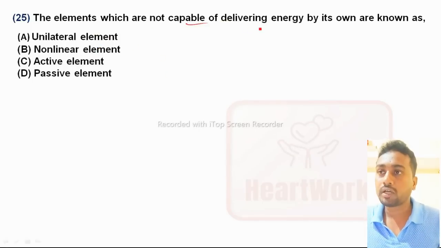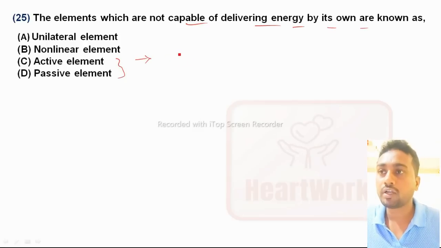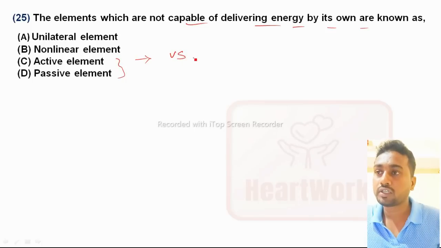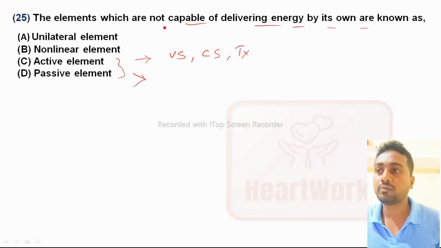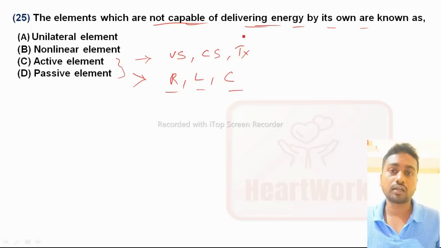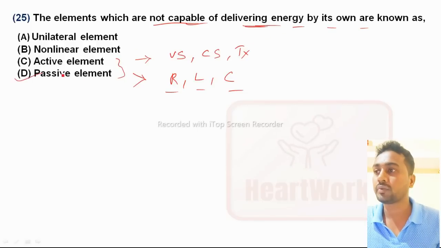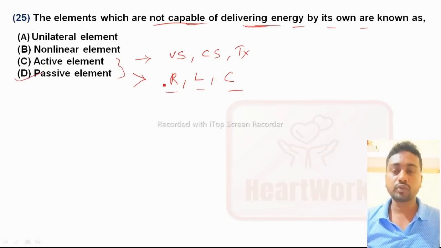The elements which are not capable of delivering energy by themselves are known as? If we talk about active and passive elements, active elements are capable of delivering energy, for example voltage source, current source and transformer. Passive elements are not capable of delivering energy, like RLC: resistor, inductor and capacitor. So the answer is option D, passive elements.